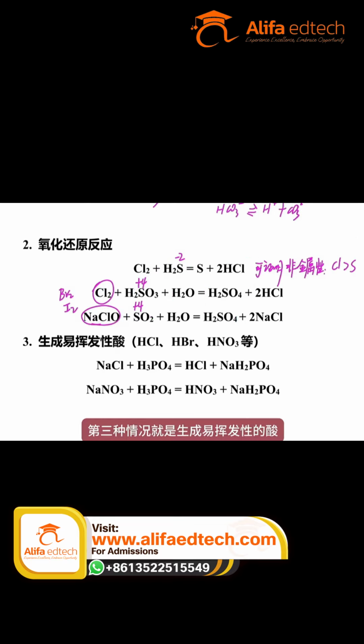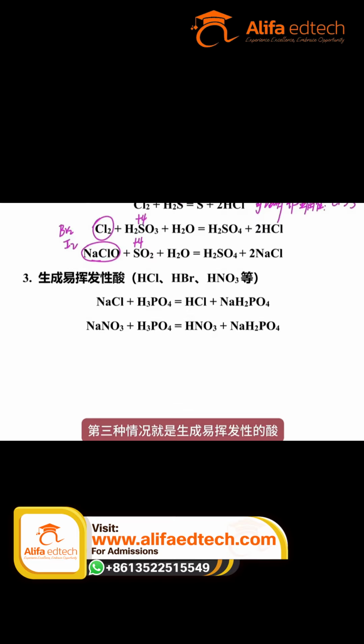The third case is the formation of a volatile acid. Acids like hydrochloric acid and nitric acid are volatile, while phosphoric acid and sulfuric acid are non-volatile. So in the lab or in exam problems, if you need a small amount of hydrochloric acid or nitric acid, you can prepare it using a non-volatile acid. Of course, besides concentrated phosphoric acid, you can also use concentrated sulfuric acid.